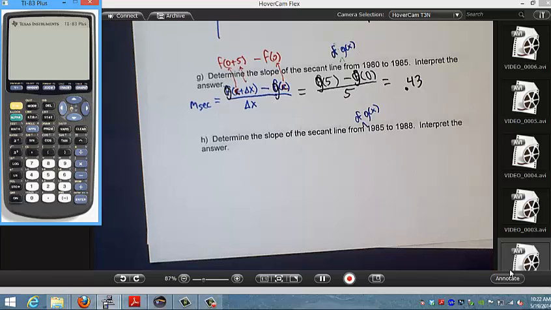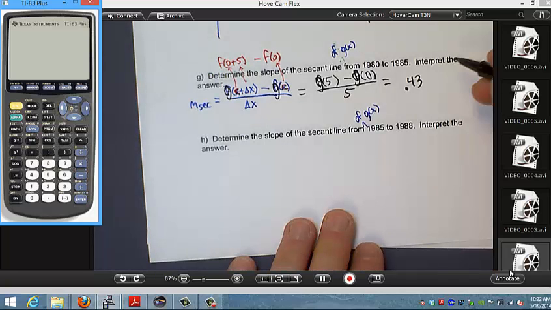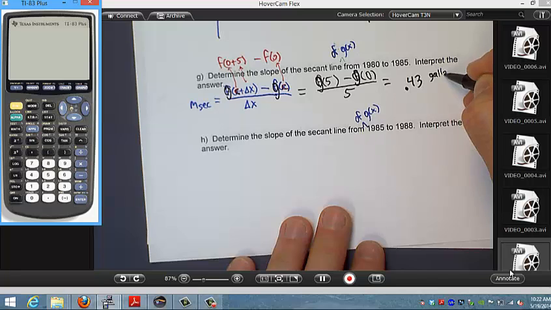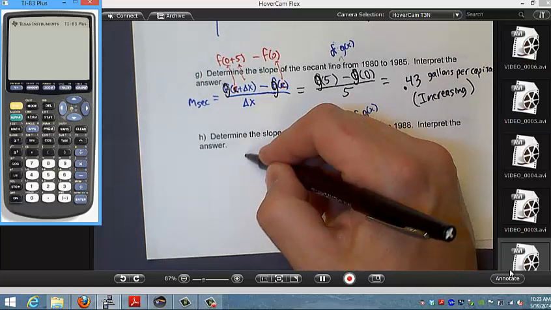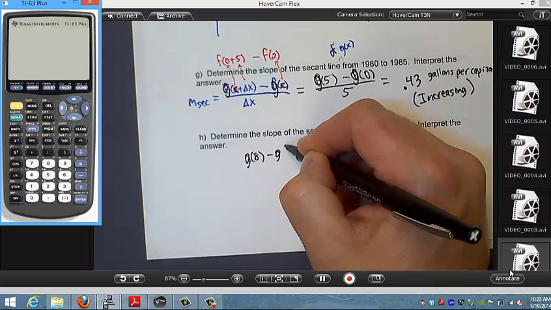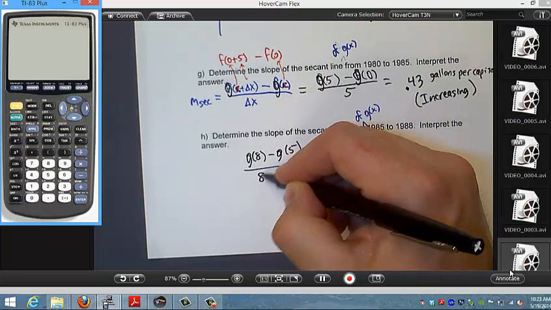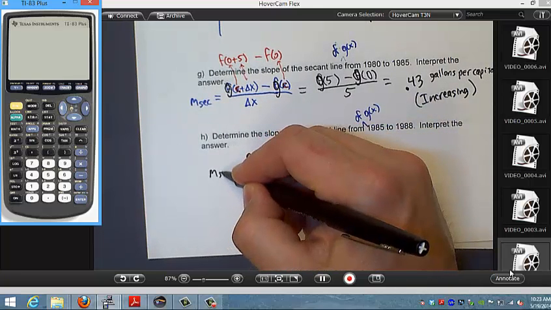Interpret the answer. Well, again, the units are what's most important. Gallons per capita per year. And I guess one more word that would help me here is if I say we are increasing that amount. Right? What'd you get for an answer for part H? You could do the same thing. You would just do g of 8 minus g of 5 over 8 minus 5. That's the slope of the secant line.